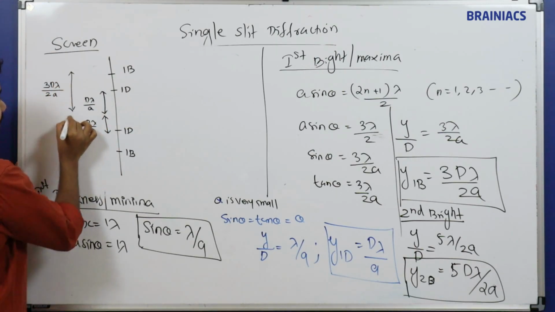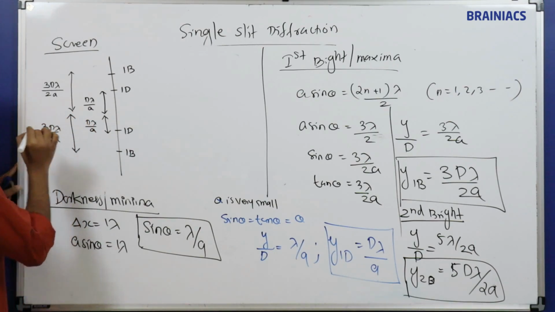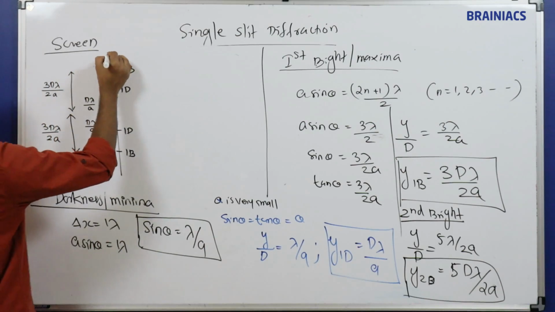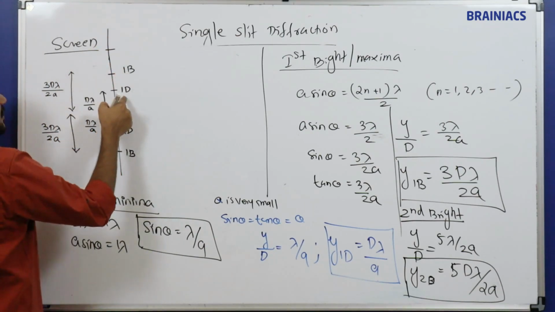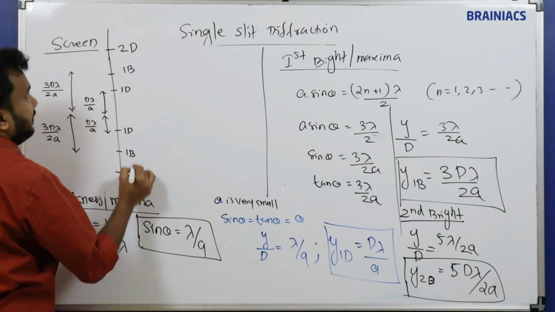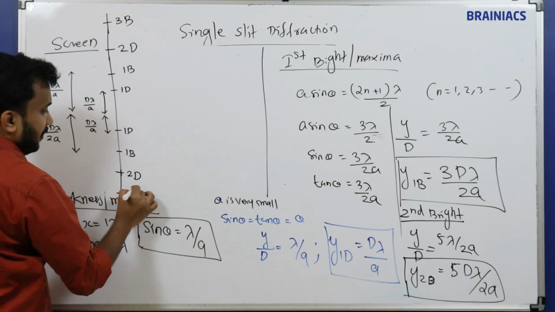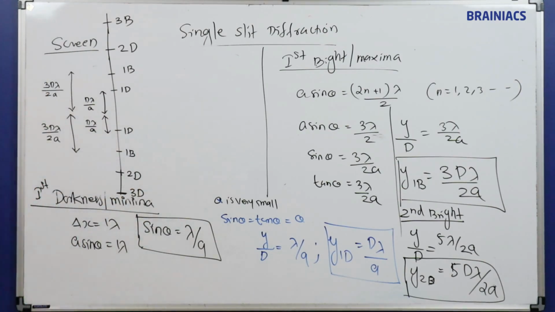Similarly on this side, 3D lambda by 2a, and so on. Then what will come next? After the first dark comes the second dark. Then what will come here? Second dark. Then third bright, and so on.